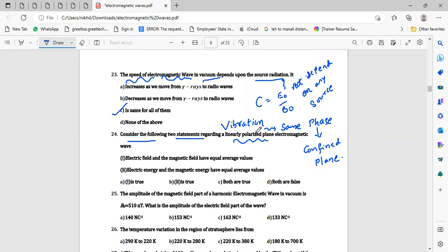Now we have to discuss that polarized light with respect to electromagnetic waves. Electric and magnetic field have equal average values? Yes, it is true, because the electromagnetic wave is created by the contribution of both electric and magnetic fields. So the electric field and magnetic field will have equal average values.